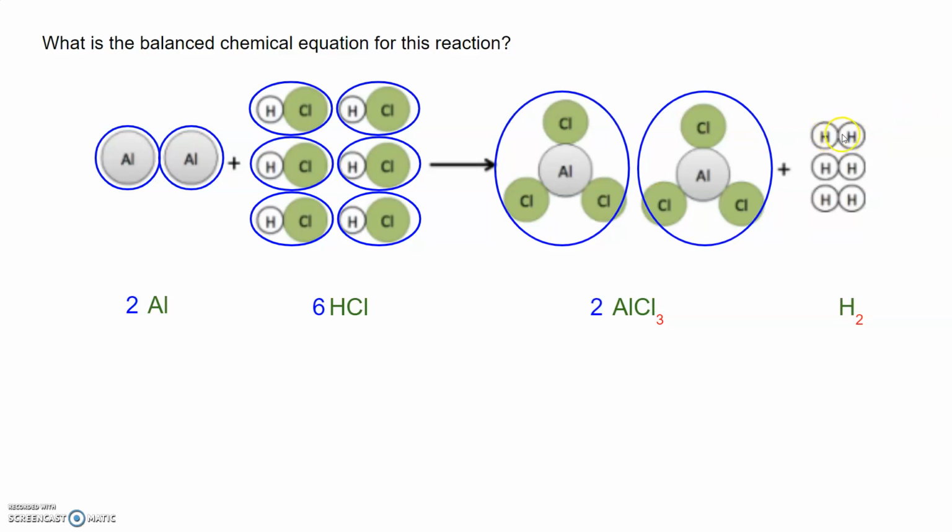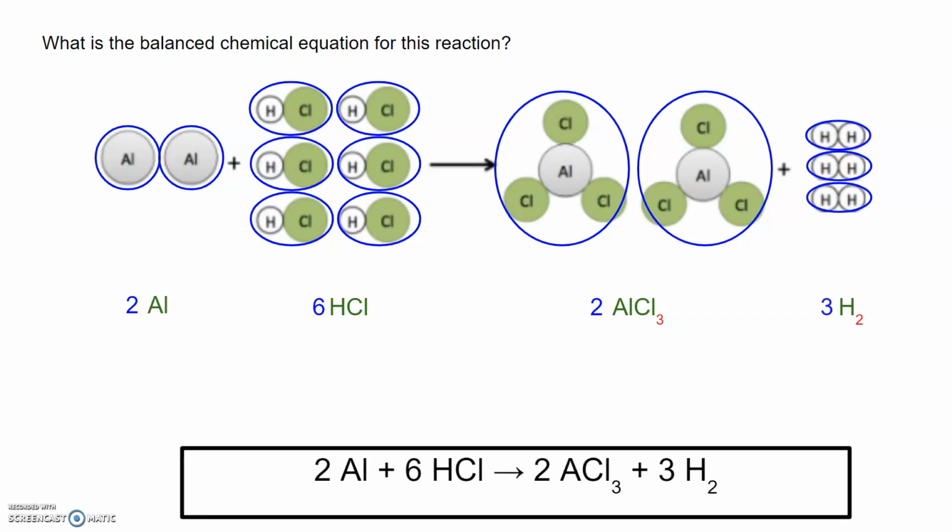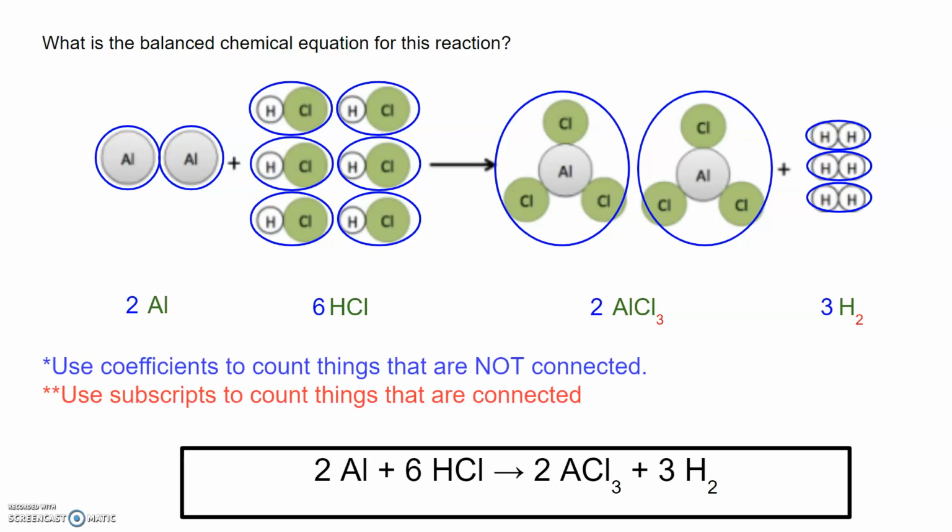Finally, I have H2, and once again, because there are 2 hydrogen atoms in a single H2 molecule, I use that subscript of 2. But since I have a total of 3 of them, I use a coefficient of 3. So when I write this into my chemical equation, it will look something like this that's shown below. 2Al plus 6HCl goes to form 2AlCl3 plus 3H2. So notice that we're using the coefficients to count things that are not connected and the subscripts to count things that are connected within a molecule.